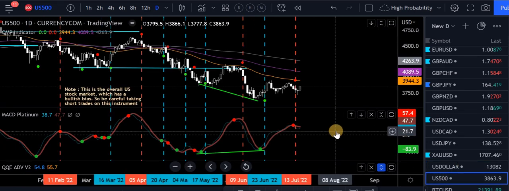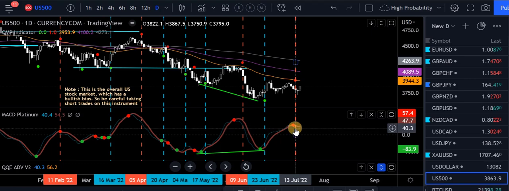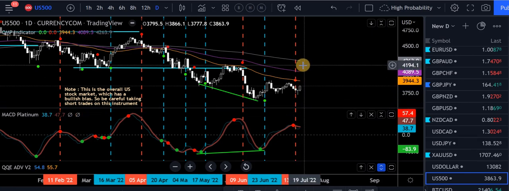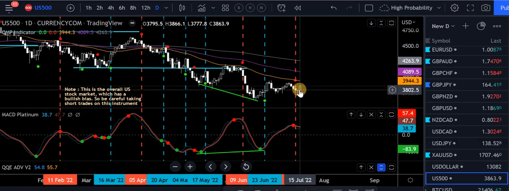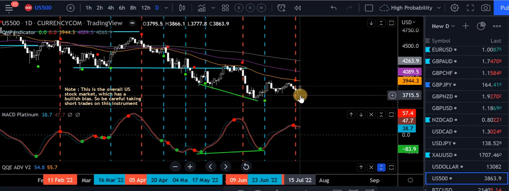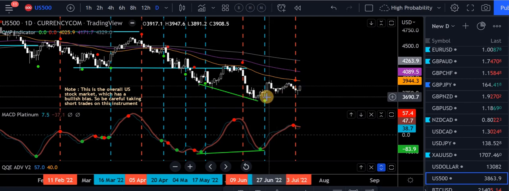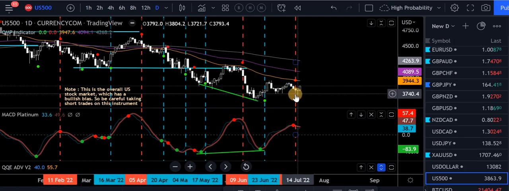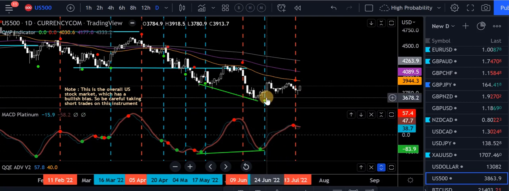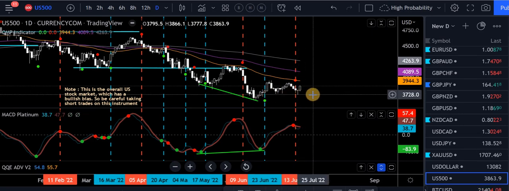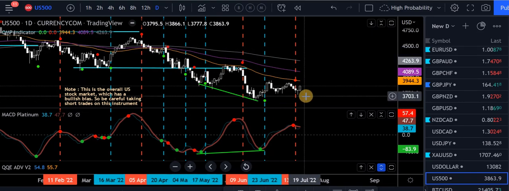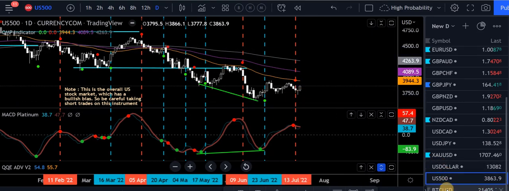US 500, which is the US stock market. The last signal was a sell, but it's popped up on the 15th of July. So it's still a downtrend, but it looks like we've got higher lows here now, so we might be heading up all right. I don't know. It's hard to tell. It's the US stock market, so generally it's got a positive bias. But like all markets, they go up and down, and it's still a chart.